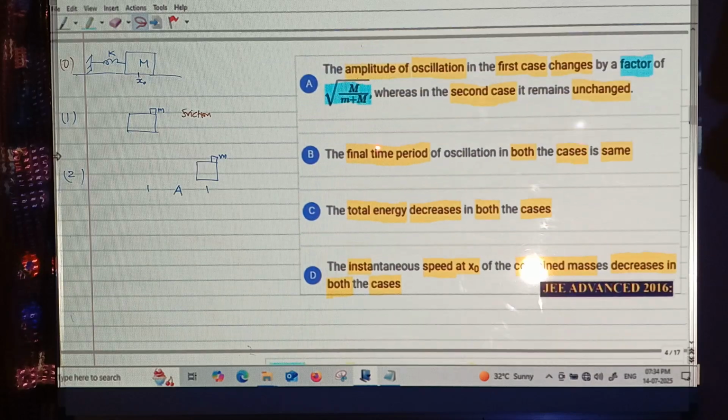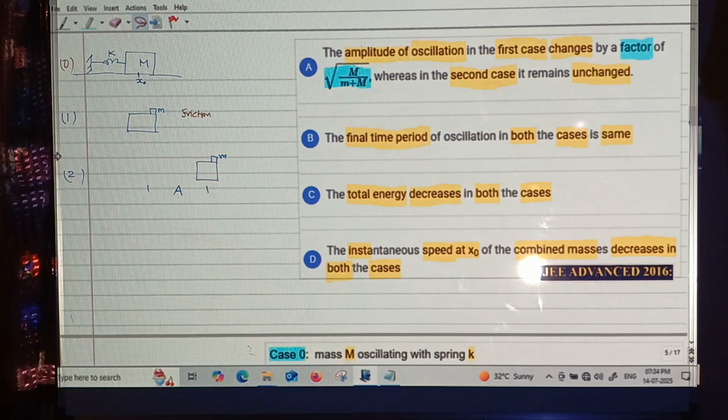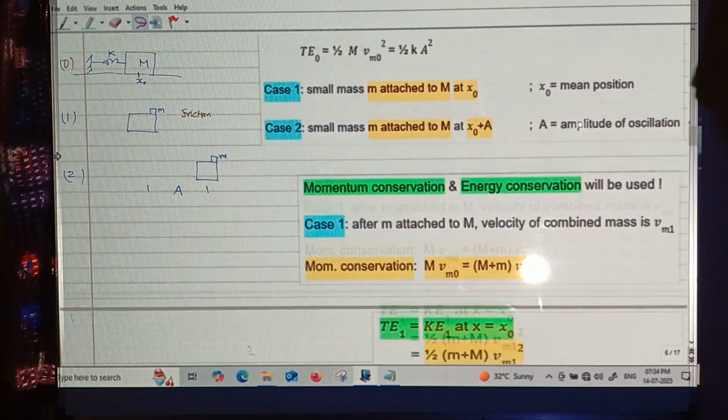Option A says in the first case the amplitude is decreased by this factor. Second case is unchanged because I'm placing this thing at the extreme position, so it will keep on continuing. So option A is true.